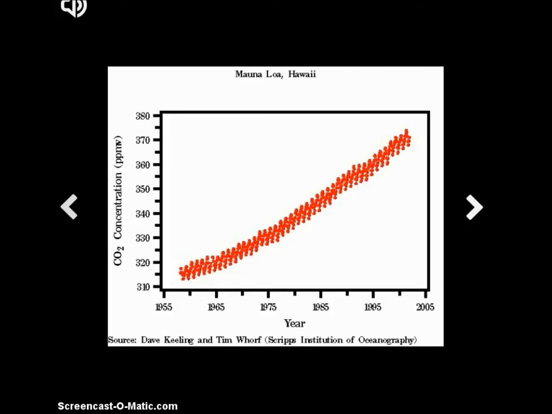And then lastly, we've got a graph that represents an area of Hawaii, one of the United States, and that's CO2 concentration or carbon dioxide concentration from 1955 to 2005, and the trend is again showing that the concentration of CO2 has increased.